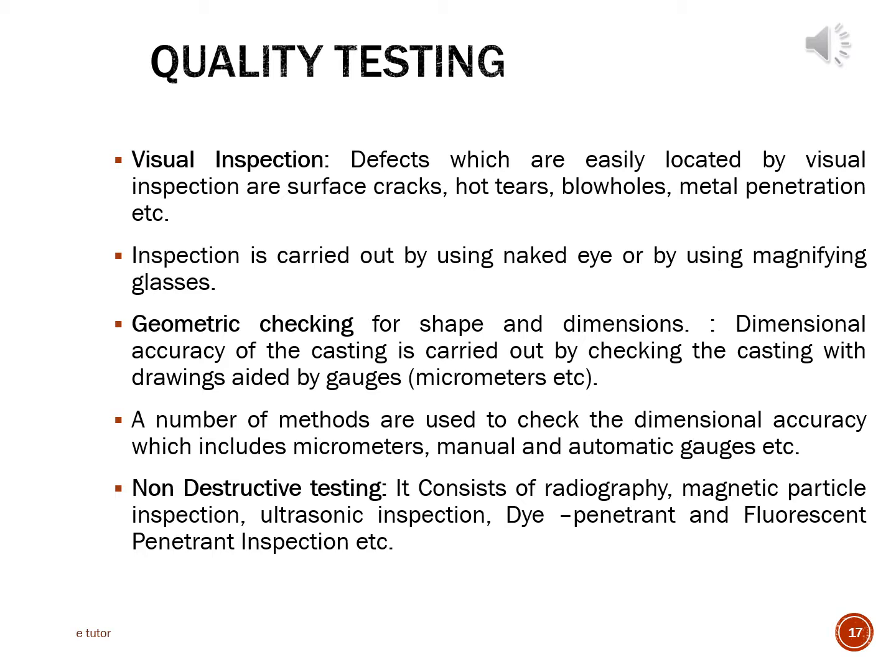How can we check the quality of a forged part? There are mainly three processes that we take for quality checking. First one is visual inspection. Visual inspection is used for checking defects like surface cracks, hot tears, blowholes, metal penetration, etc. It is carried out by naked eye or by using magnifying glasses. Next is geometric checking for shape and dimension. Dimensional accuracies are checked by this process.